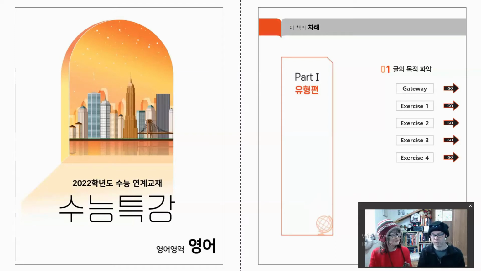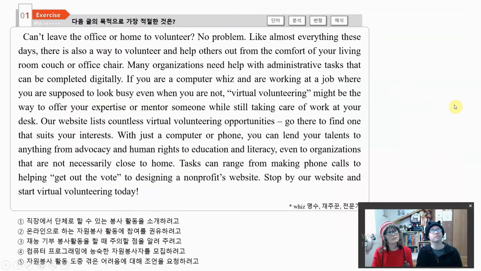So we're going to start with exercise 1. That's right. Exercise 1. Very good. So, first of all, we are going to take a look at the text, right? With the vocabulary and new words. Wow. So, can you read the text, please? Sure.